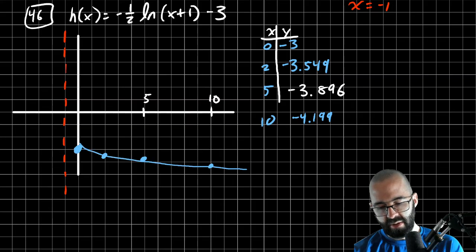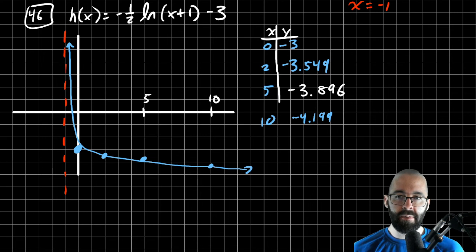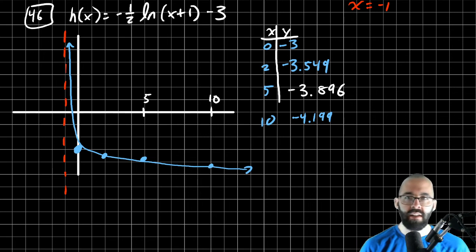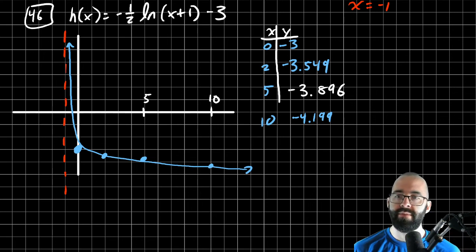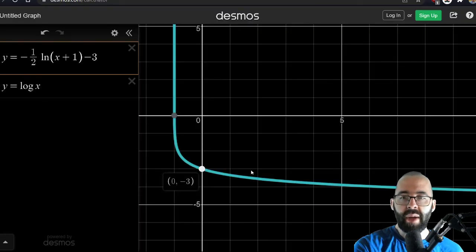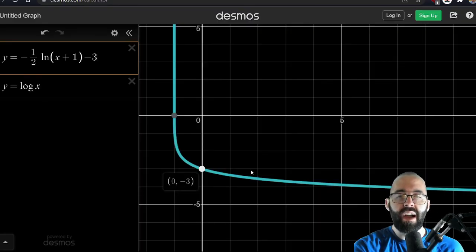It's a logarithm that's flipped upside down. And it looks like so. There we go. And that is what I'm expecting you to be able to do with a graph, for graphing one of these.